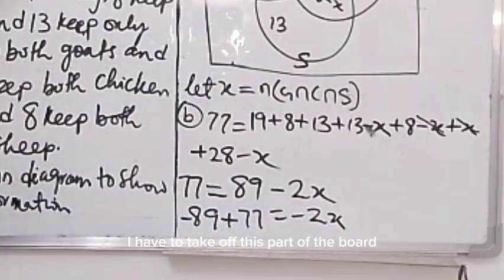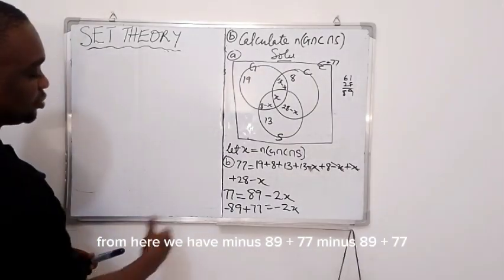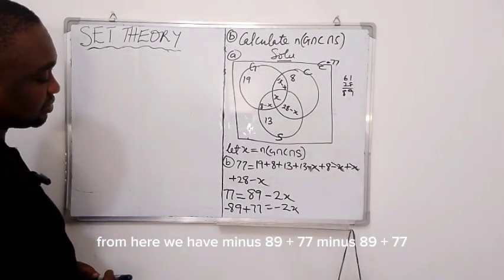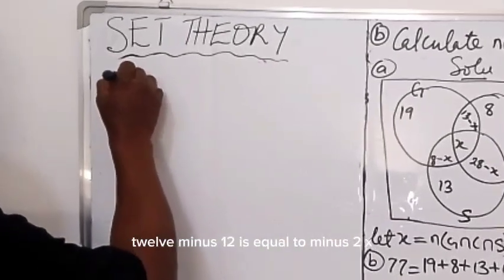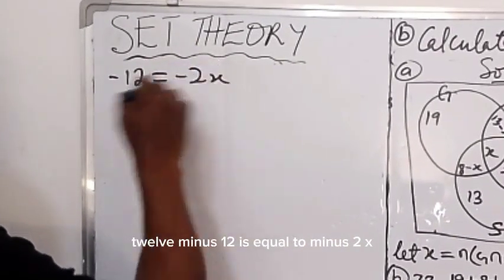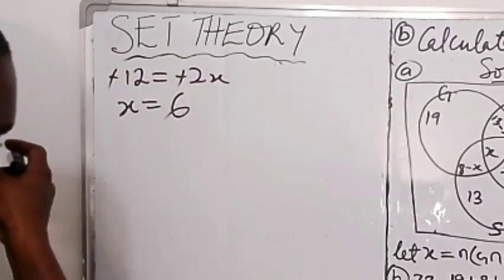I'll have to take off this part of the board. So my dear students and viewers, from here, we have minus 89 plus 77. Minus 89 plus 77, that will be minus 12. Minus 12 is equal to minus 2X. Of course, from here, X is what? 6. Minus cancels minus.